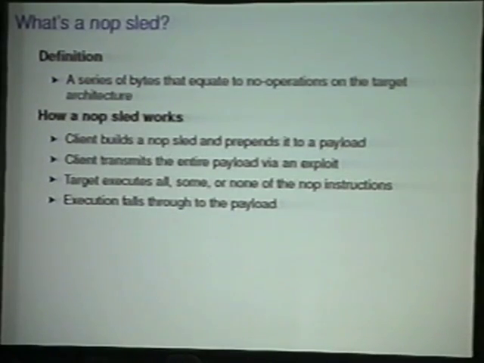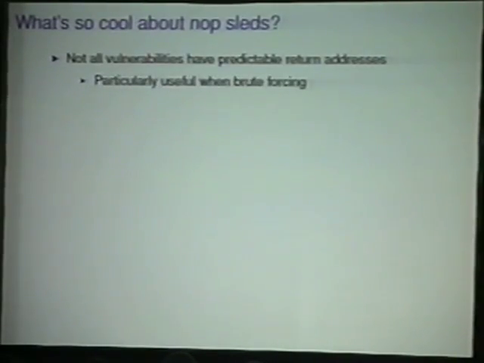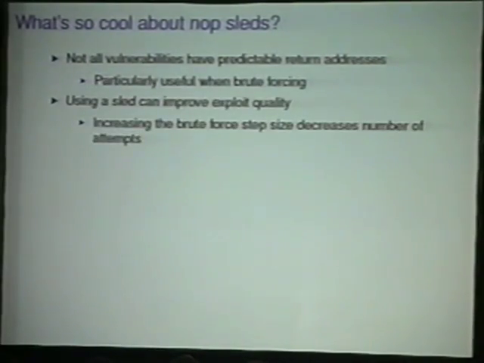So then the execution just falls through to the payload. Not all vulnerabilities have predictable return addresses. Pretty much all Unix brute forcing exploits can take very good use of a NOP sled, so it can improve the exploit quality.